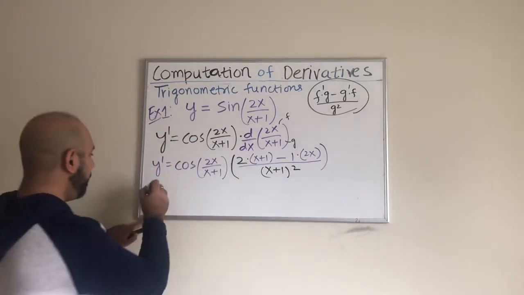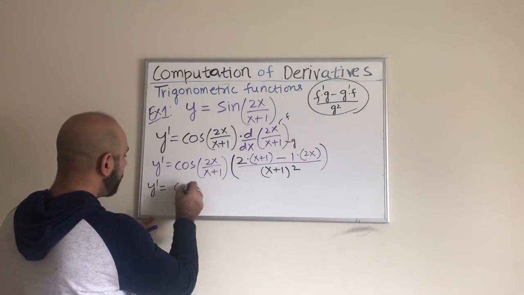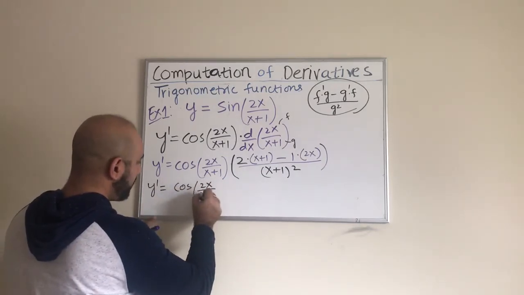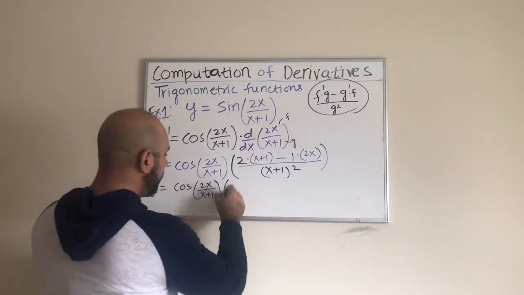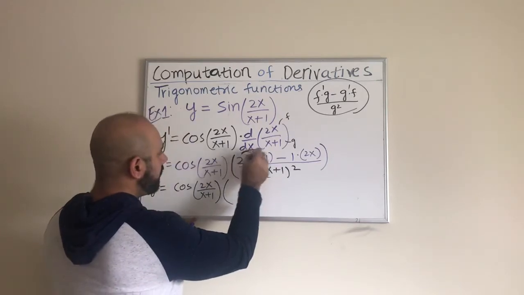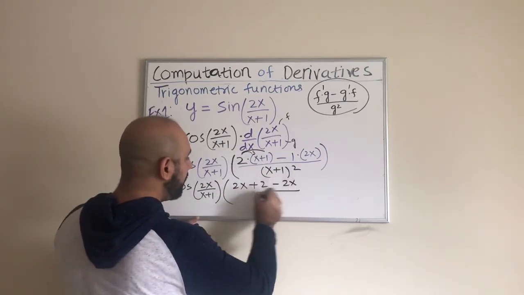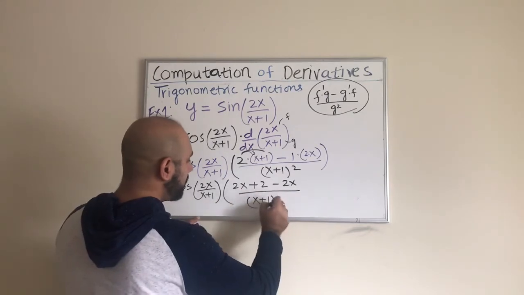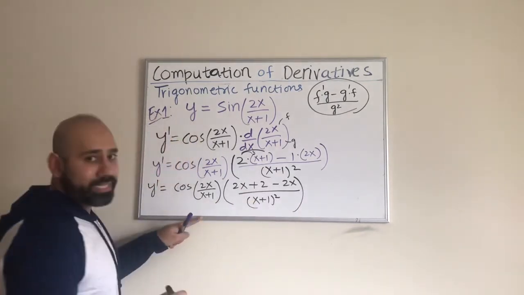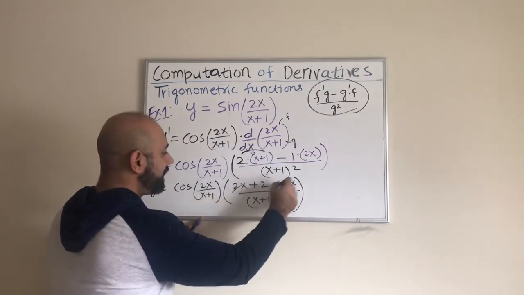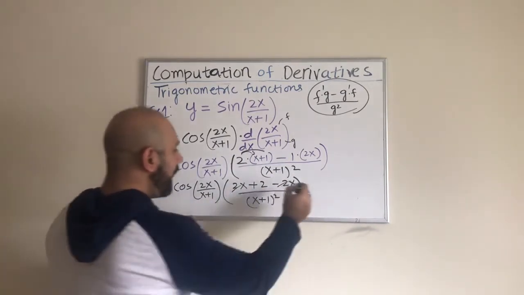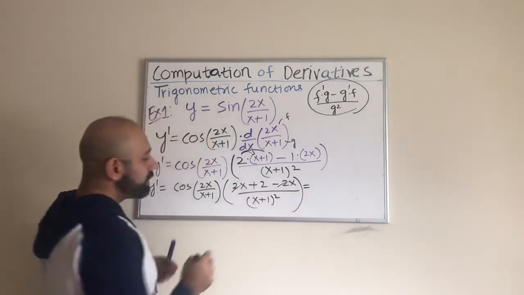Now let us go ahead and simplify. Y prime is cosine of 2x over x plus 1, and then this, we got to distribute this, so it's 2x plus 2 minus 2x, right? And then there's an x plus 1 whole square. Guys, we can clearly see that this 2x and this 2x will cross out, right? So we should cross that out, and finally I'm left with 2 over x plus 1 whole square.